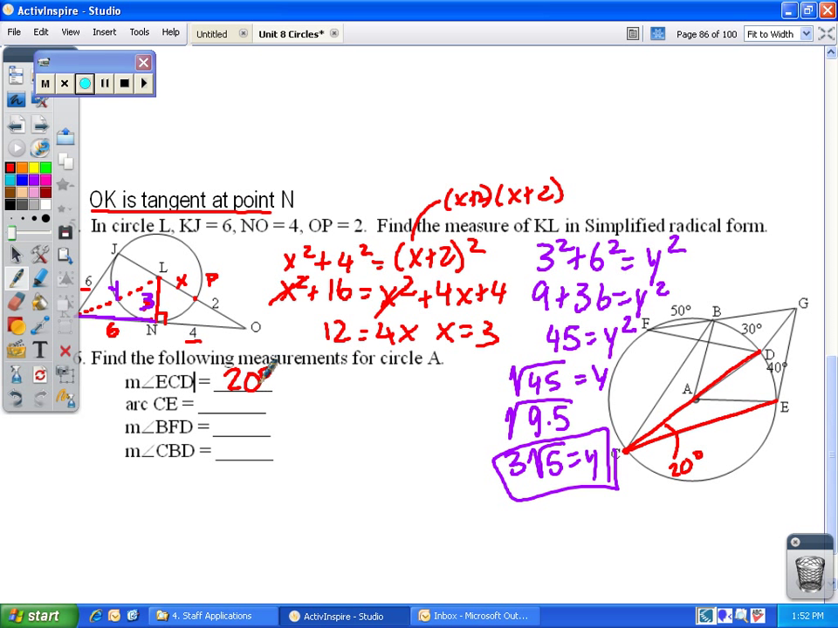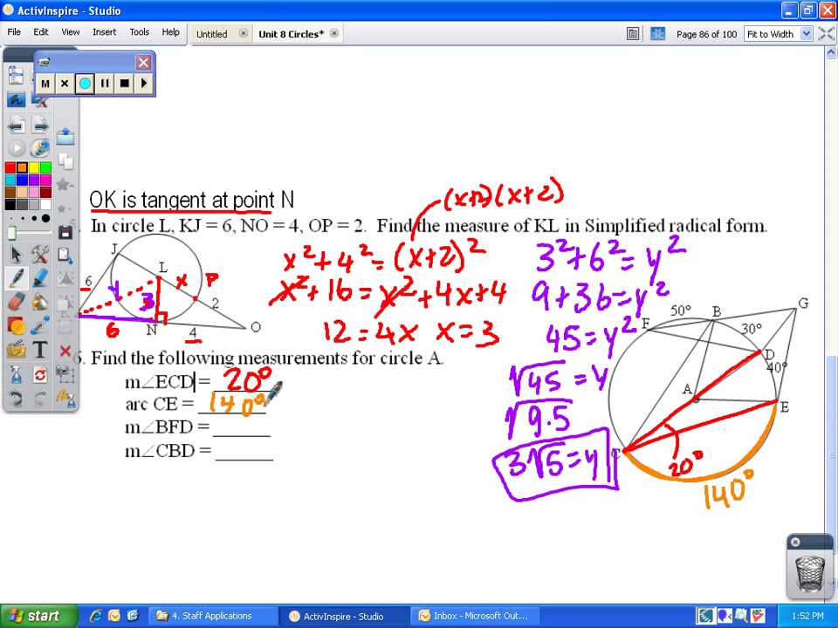All right, next one, we have arc CE. So this arc right here. Okay, well, I can see that CAD is a diameter, which means that it cuts the circle in half. So that means this whole arc will be 180 degrees. And since we're missing the 40 degrees, that leaves us with 140 degrees for arc CE.